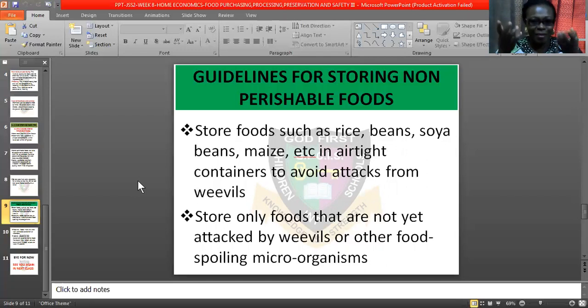Rice will still stay longer before you see weevils there. But beans and corn, it doesn't take time. You start seeing weevils there. And some people, when they see weevils, they will stop. They will tell you that they are not eating it again. It has spoiled. Are you getting?